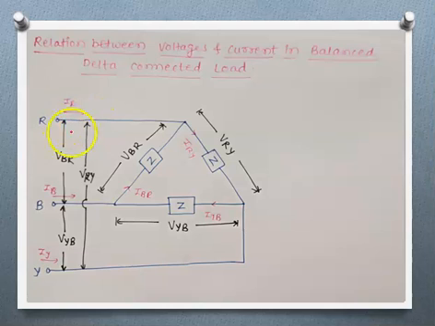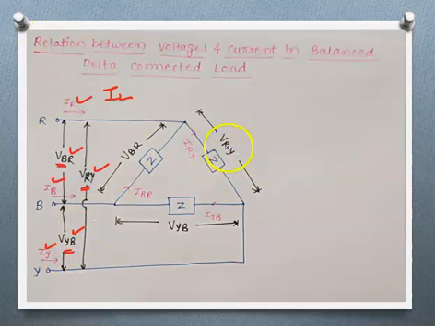Here R, Y, B are the supply lines. So IR, IB and IY will be line currents, IL. As it is a three-phase balanced load, all the three line currents are the same. VRY, VBR and VYB are the potential difference across any two supply lines. So these are the line voltages.